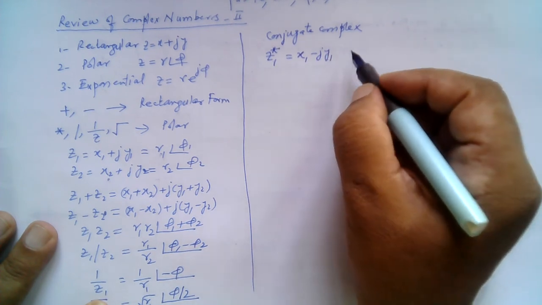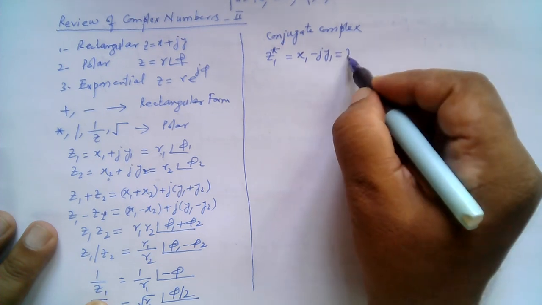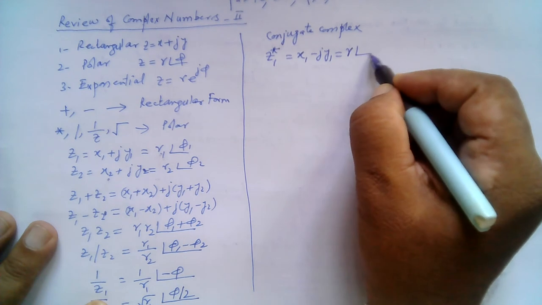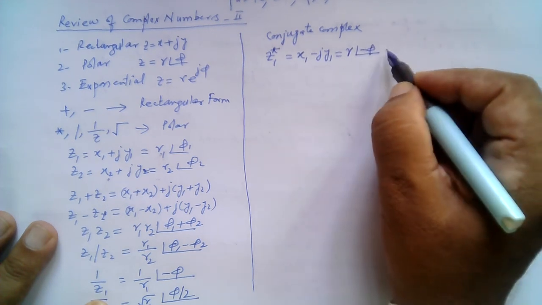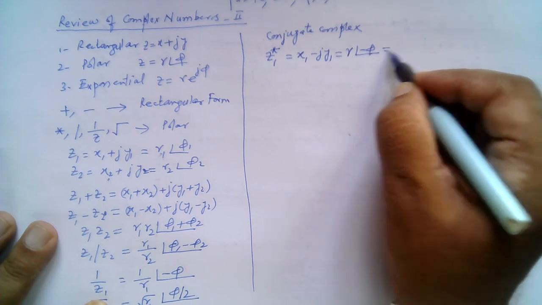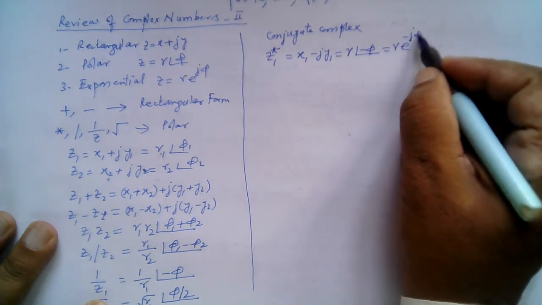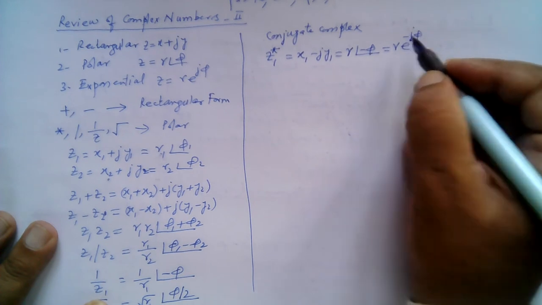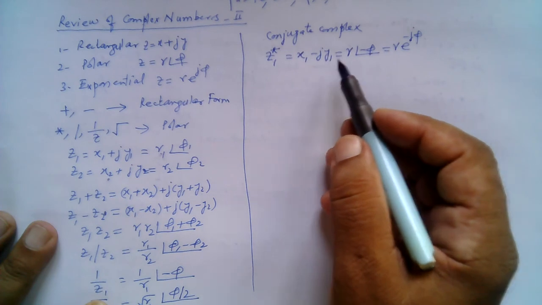And in the polar form, this will be simply r angle minus phi. Only the sign of the angle will be reversed here. Or in the exponential form, it will be r e^(minus j phi) if it was positive phi earlier, right? So this is the conjugate complex of a complex number.